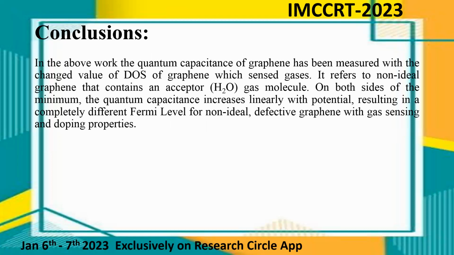It refers to non-ideal graphene that contains an acceptor. H2O is a kind of acceptor, which can accept an electron or share an electron with graphene and give a hole to graphene. So this is an acceptor. On both sides of the minimum, the quantum capacitance increases linearly with potential, resulting in a completely different Fermi level for non-ideal defective graphene with gas sensing and doping properties.